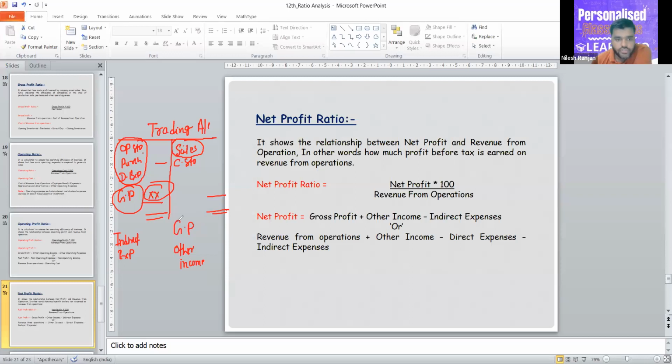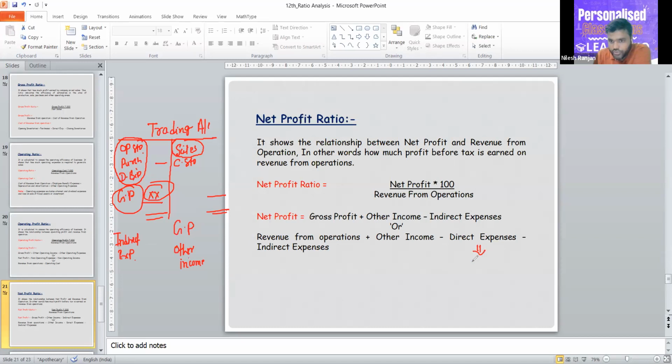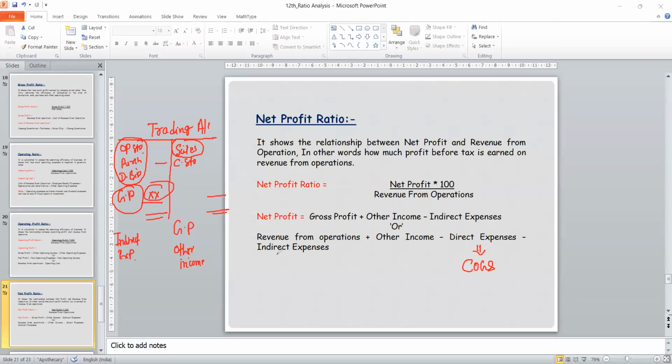But if gross profit is not given in the question, then sales minus cost of goods sold, or you can say sales plus other income minus cost of goods sold minus indirect expenses. So here revenue from operation plus other income minus direct expenses, this is your cost of goods sold, and then minus indirect expenses. Got it, sir. Okay, so this is our net profit ratio.